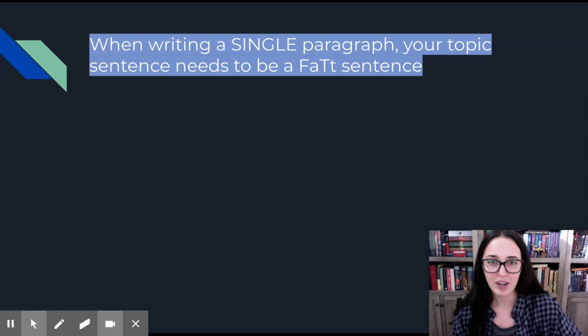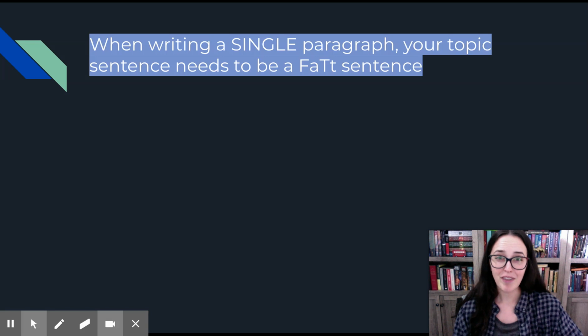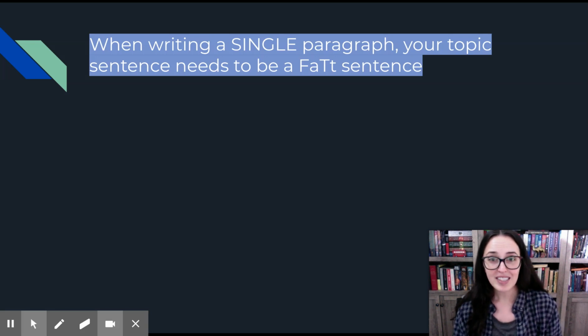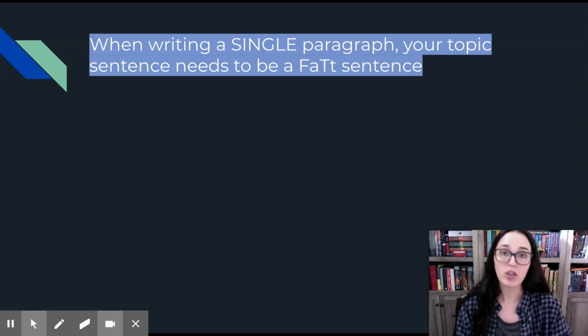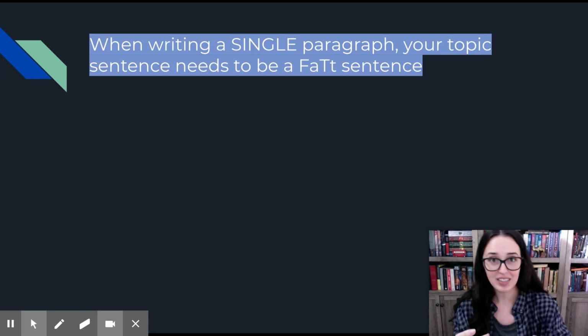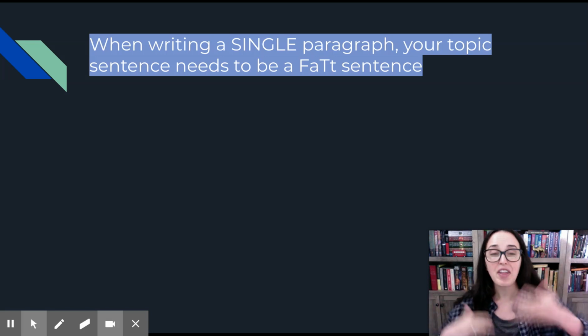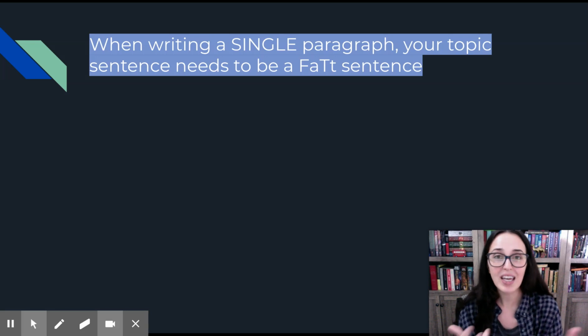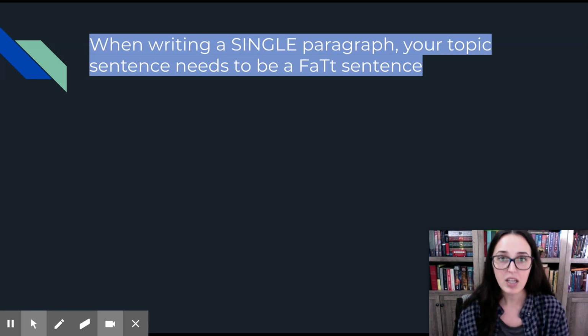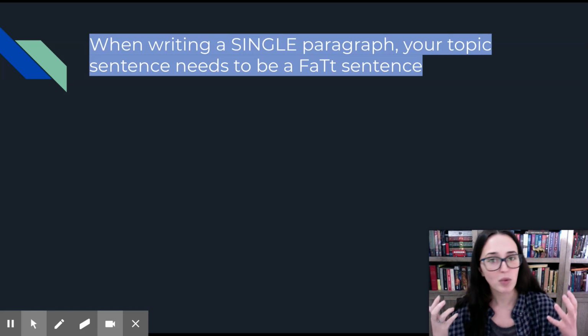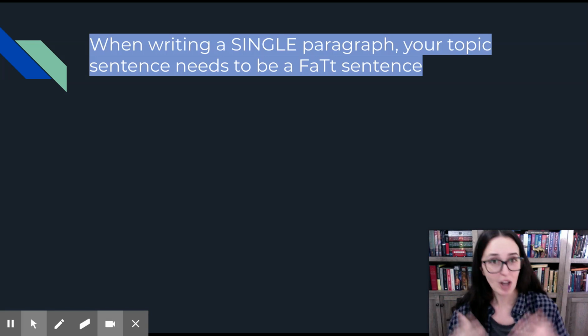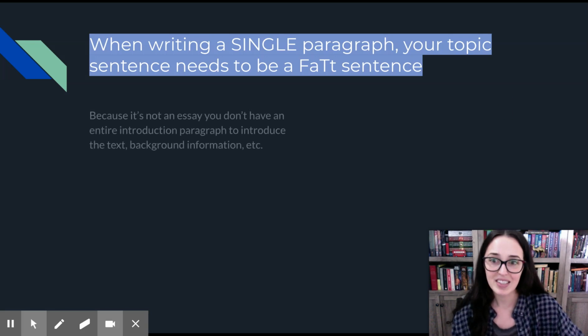You guys have been learning this since freshman year. When you are writing one paragraph, your topic sentence needs to be a FAT sentence. The reason that it's a FAT sentence is because you are dealing only with one text. So normally, if you're going to write an essay, you've got your thesis statement, and your thesis statement tells us exactly what's going to go on for the entire essay. And then you have a FAT sentence when you're introducing any new piece of evidence or material. But because it's one paragraph, you're only using one source, not multiple. And that's why your topic sentence is just a very simple FAT sentence.